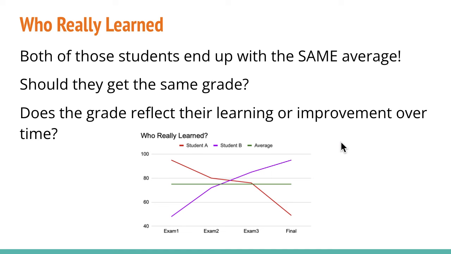So who really learned here? Both of these students end up with the same exact average. So should they get the same grade? Did they learn the same amount? Does that grade reflect their learning or their improvement over time? Clearly, there are issues with this particular situation. Most people would probably agree there's something wrong with the fact that both of these students would get the exact same grade given their progress or lack of progress over time.